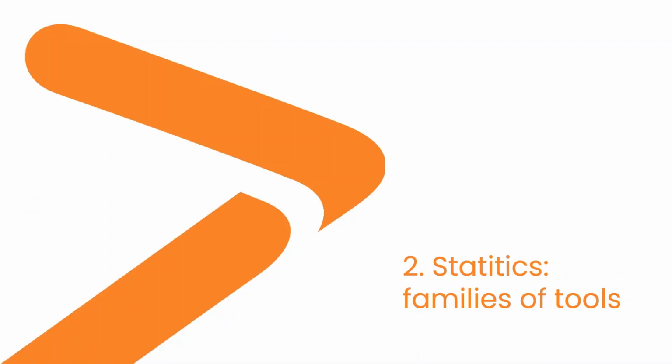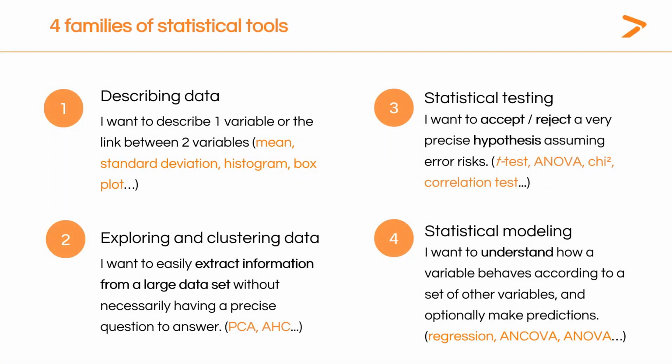So here are the 4 families of tools in which I classify the different statistical tools to deliver these webinars. First of all, we have descriptive tools describing data, which allow to describe one variable or the link between 2 variables. So we talk about univariate or bivariate statistics. This was the topic of our first webinar last week. We talked about the mean, the standard deviation, histograms, box plots, and the scatter plots, and so on.